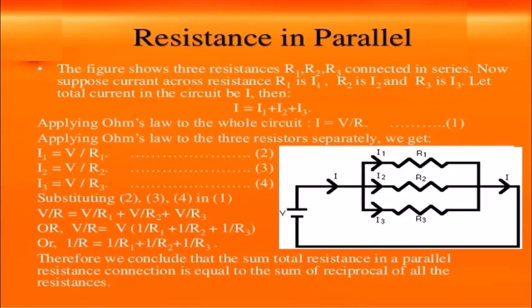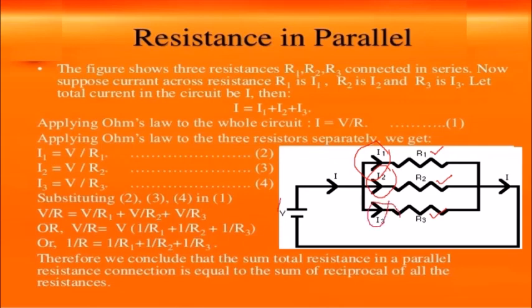Next is resistance in parallel. Now here, if you will see in the figure, we have 3 resistances, that is R1, R2 and R3. So we have applied 3 resistors. Now to know the current which is flowing between these 3 resistors, you need to put 3 ammeters to calculate the current which is flowing. So we have put here I1, I2 and I3.